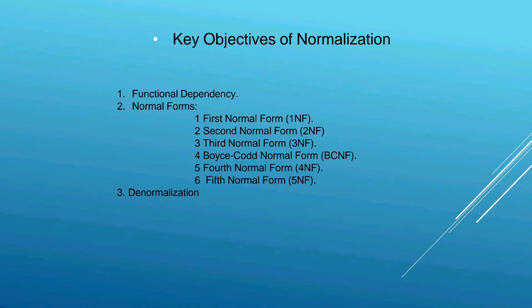Key objectives of normalization. First, functional dependency. Second, normal form. There are six types of normal form. First normal form, second normal form, third normal form, Boyce-Codd normal form, fourth normal form, fifth normal form. Third, denormalization.